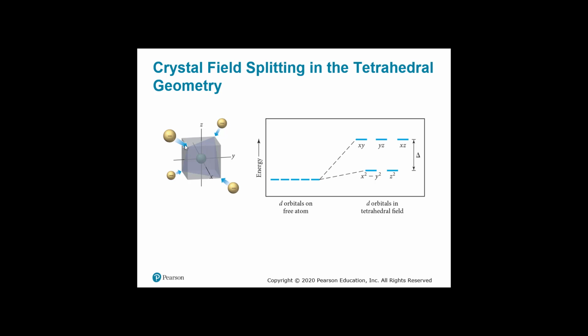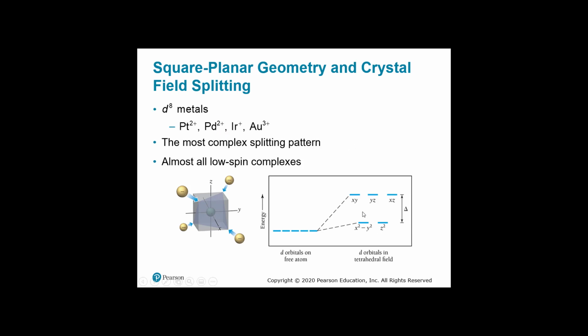Also, there's always less. Because there's fewer ligands, there's less electron-electron repulsion than would be in the octahedral. Okay, so now we're at square planar.